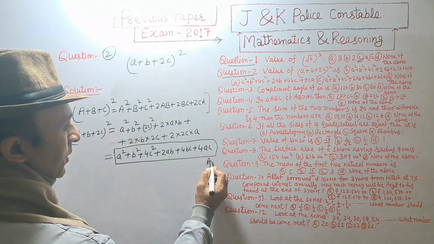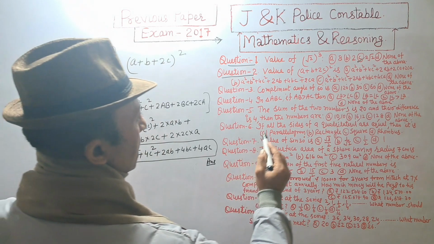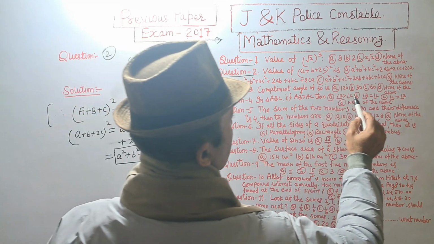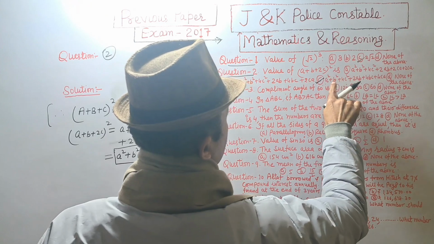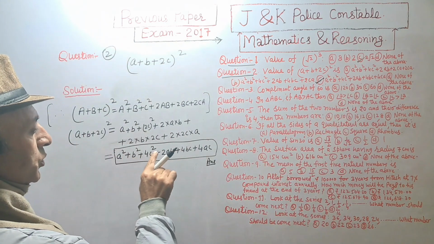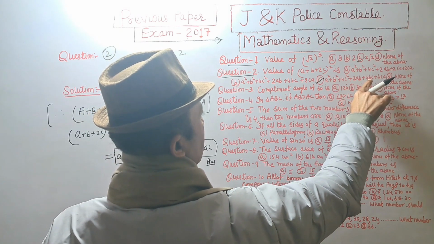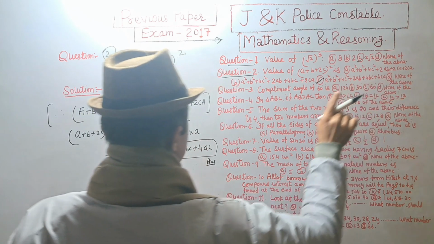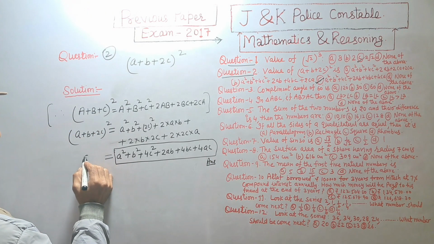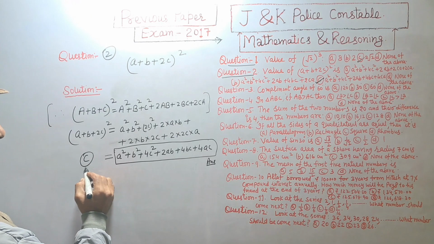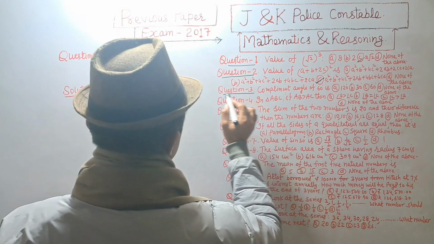Answer. That is option a square plus b square plus 4c square plus 2ab plus 4bc plus 4ca. That is option number C. Option C is correct answer. Question number 3.